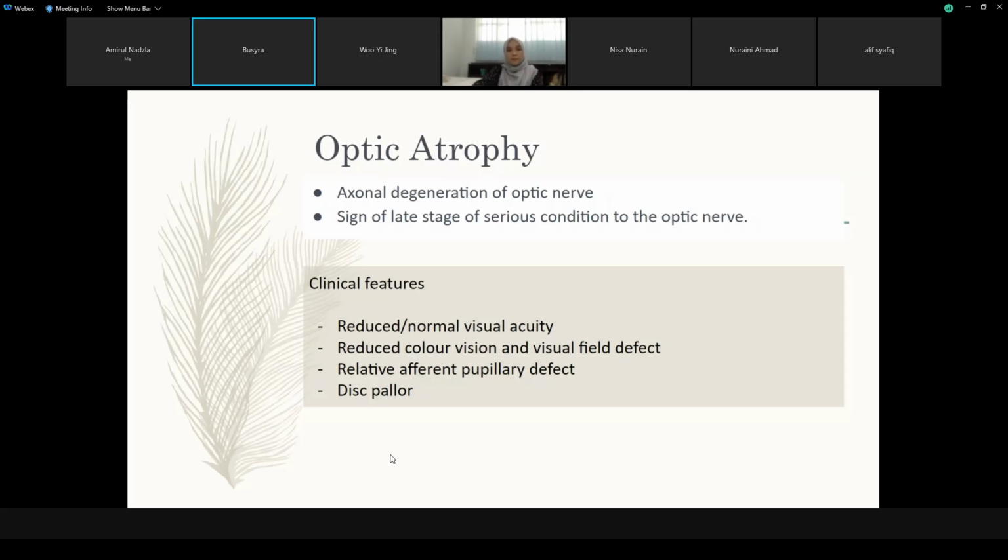In a patient with mild optic atrophy who has apparently normal visual acuity, the color vision can be reduced and the patient can also present with a visual field defect.